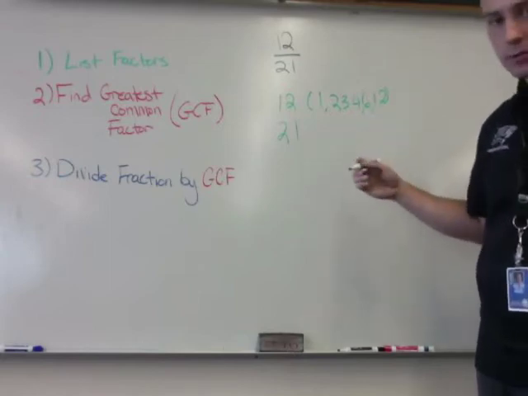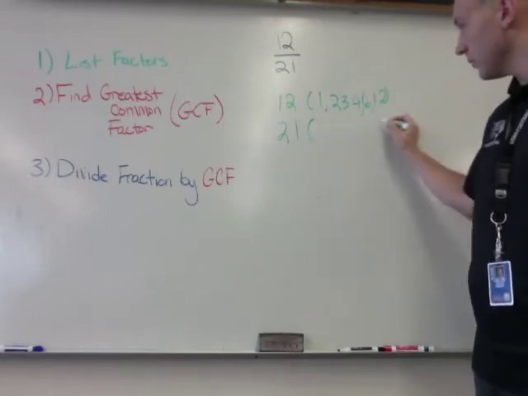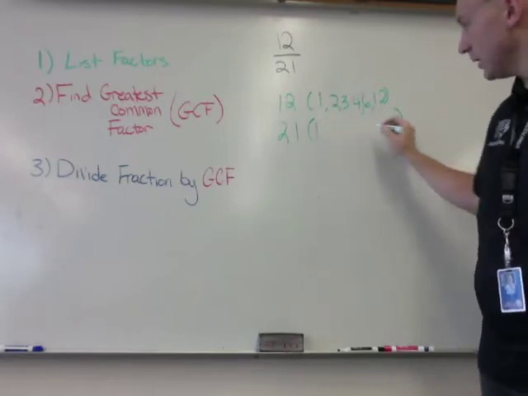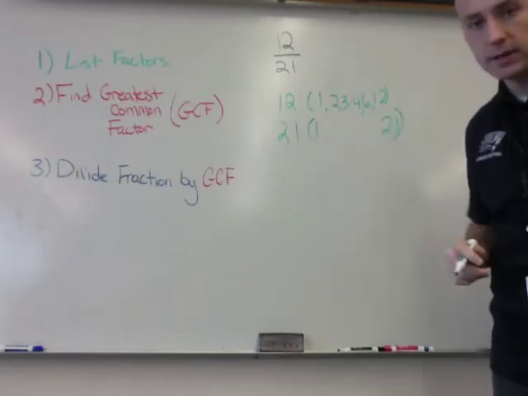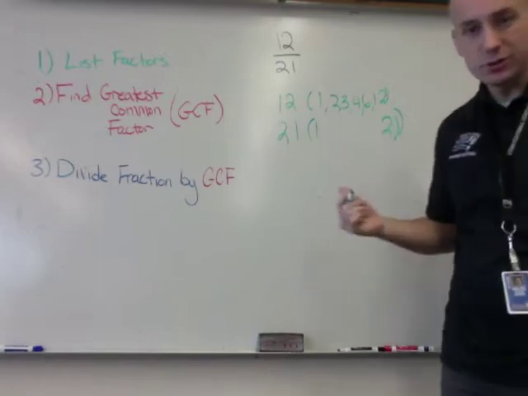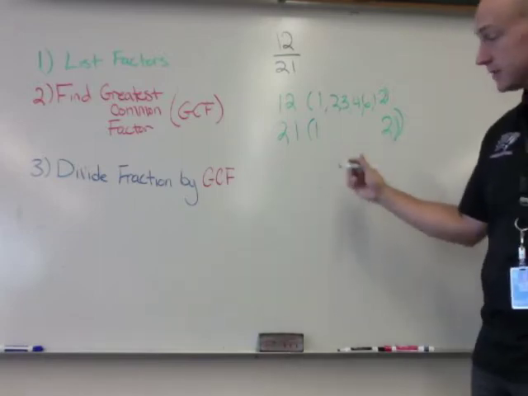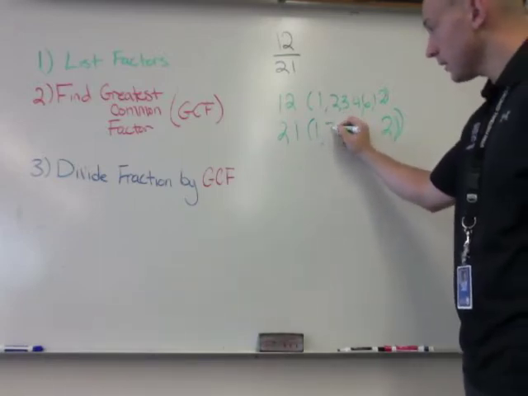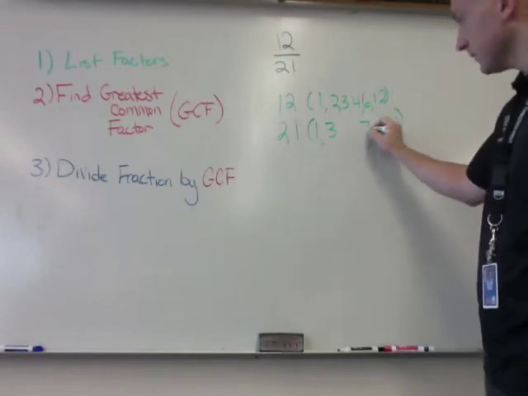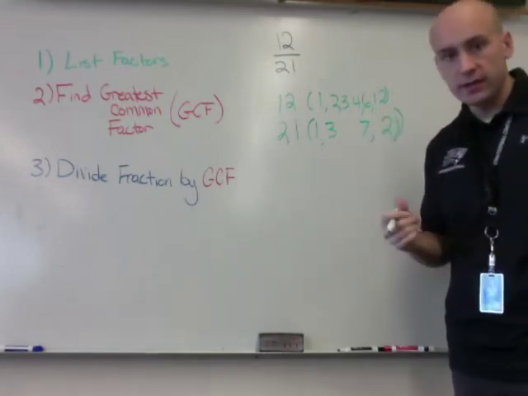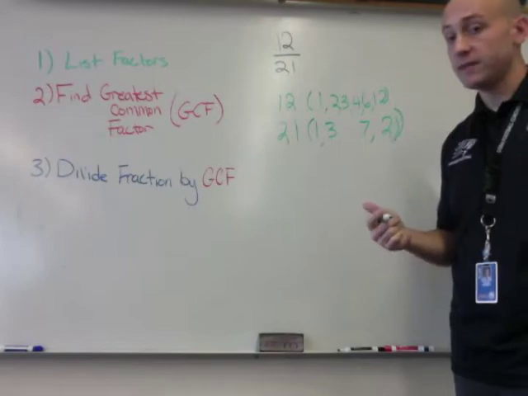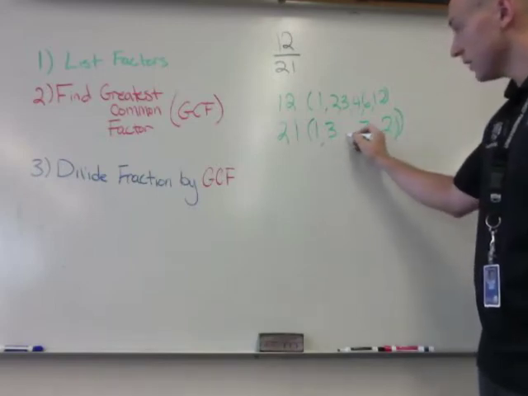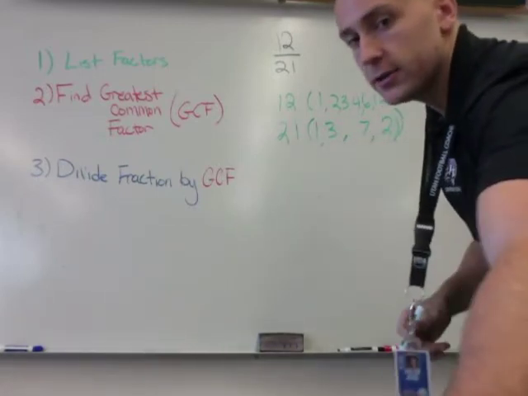Okay, now let's do 21. The factors of 21, we can start out at 1 and 21. 1 times 21. I know 2 doesn't go into 21. I know 3 does. So 3 times 7. And I don't think anything else does. 4 doesn't go in there. 5, 6, it doesn't. So 21 just has 4 factors.